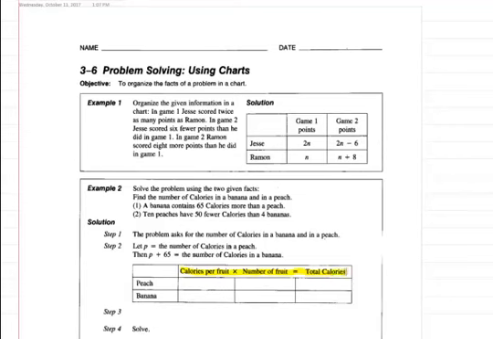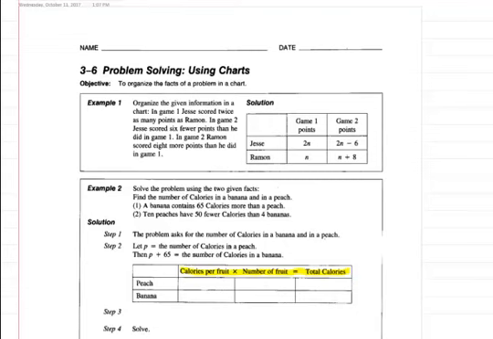Calories times number of fruit equals total calories. And in fact, you'll see that a lot. So you'll usually have something times the number of things equals the total. Some value times the number of things equals the total.